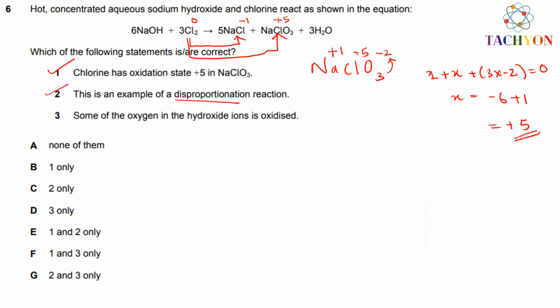Some of the oxygen in the hydroxide ion is oxidized. Oxygen is minus 2 everywhere, so it is neither undergoing oxidation nor reduction. The answer is 1 and 2 only.